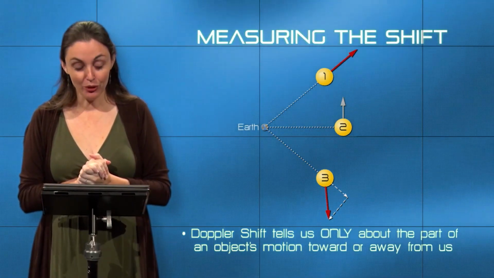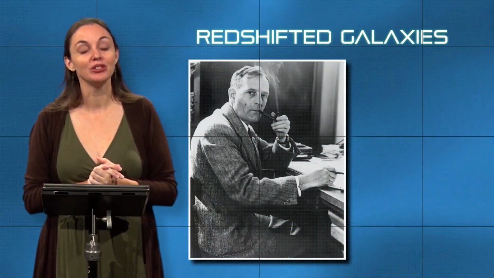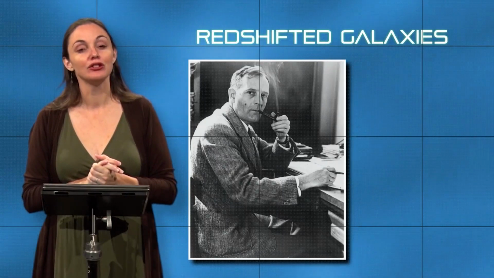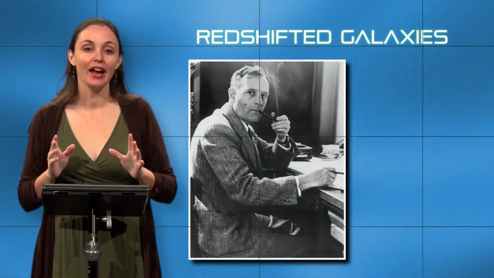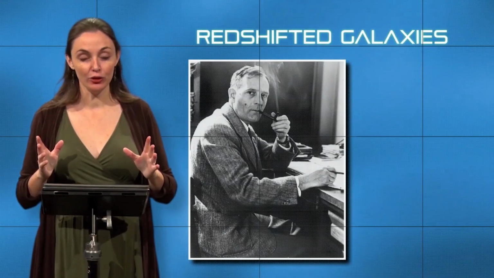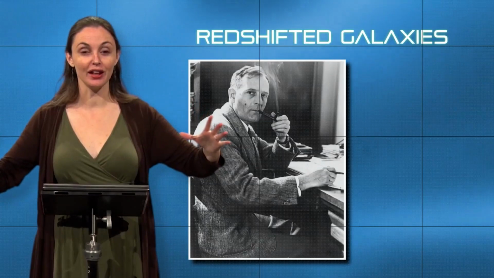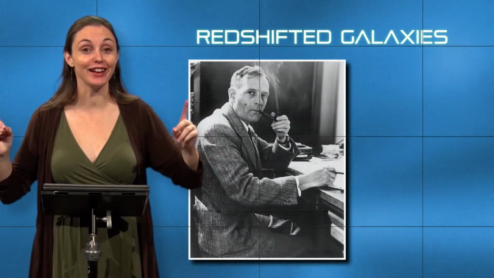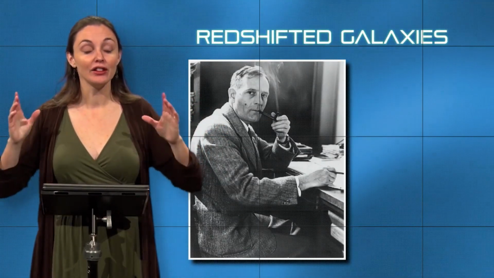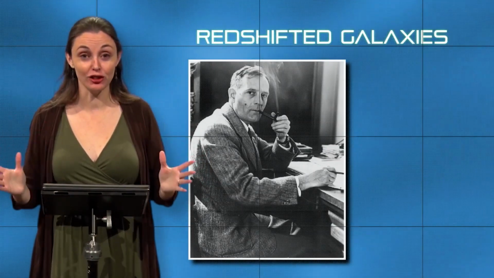Now, when Edwin Hubble, in the 1930s, began to look at the light from distant galaxies and try to understand what was going on with that light, he stumbled on something incredibly fascinating. If you look outside of our own solar system and outside of our own Milky Way galaxy and look at the light from other galaxies out there in the universe, the light from all of the other galaxies is redshifted.